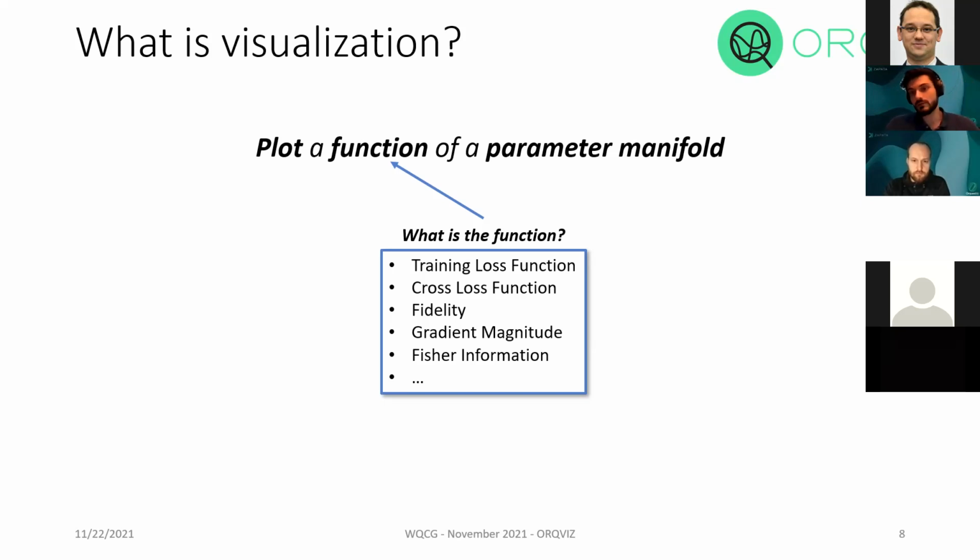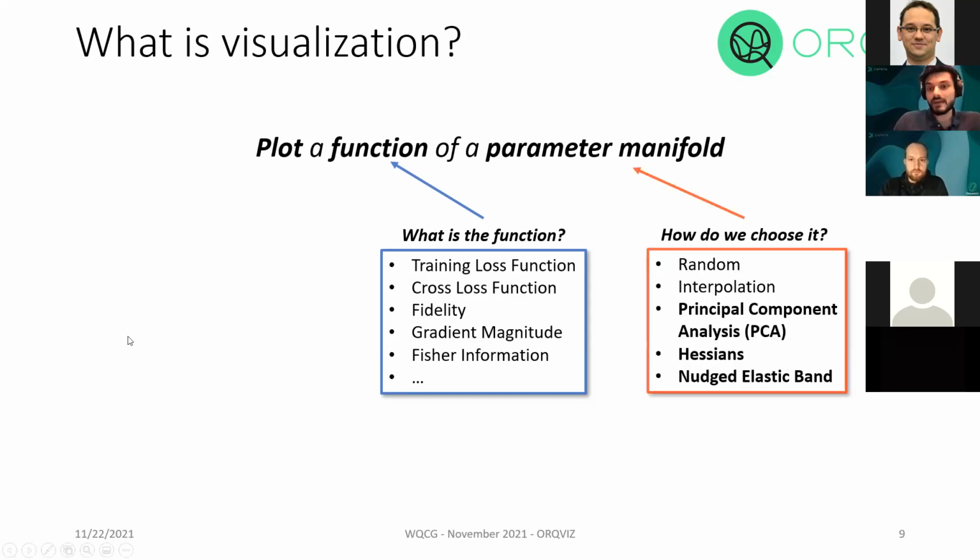So gradient magnitude is what's typically measured to identify barren plateaus. How does the mean variance of the gradient go down with the number of qubits? The mean of the variance is actually a single number, and that could be plotted. That could be the function that you're visualizing. And also much more exotic stuff, Fisher information eigenvalues, and whatever you can think of. Any function that takes parameters and gives you a real number would work.